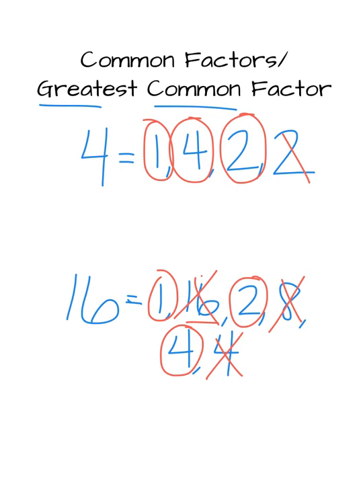So you can see, hopefully, that 1, 2, and 4 are common factors, factors that are the same for the number 4 and 16. If we're looking for the greatest common factor, we have 1, 2, and 4, and 4 will be our greatest common factor, the highest number you could divide them both by.